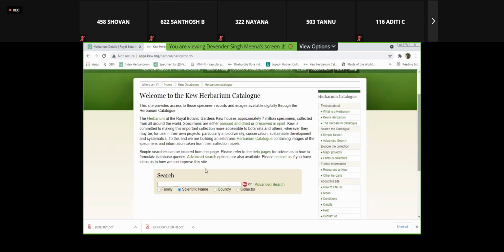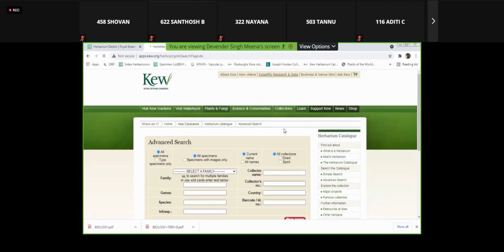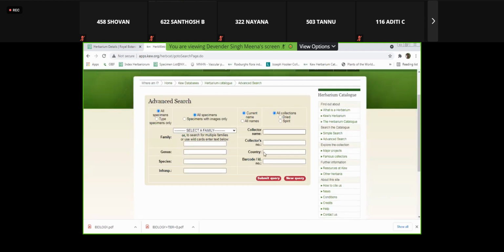Okay, from here you can search in this search bar either with the scientific name or family or country, or you can also go with the advanced search tool. In advanced search, we know about the details of the specimens. If we know all the details like the family or the genus or the collector's name or the country or the barcode, even if you have any information, you can simply search for these plants.